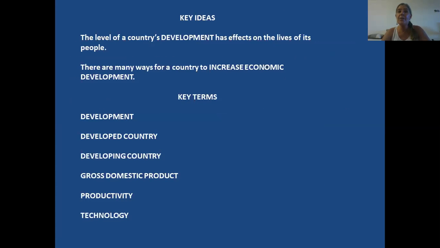So from this lesson, I want you to take notes on the key ideas, which are that the level of a country's development has effects on the lives of its people, and there are many ways for a country to increase economic development. Also take notes on the key terms: development, developed country, developing country, gross domestic product, productivity, and technology.